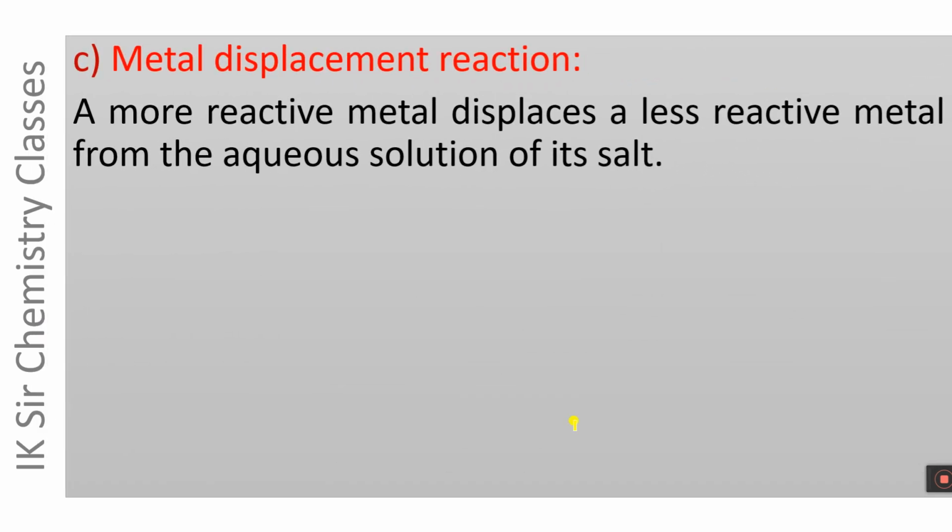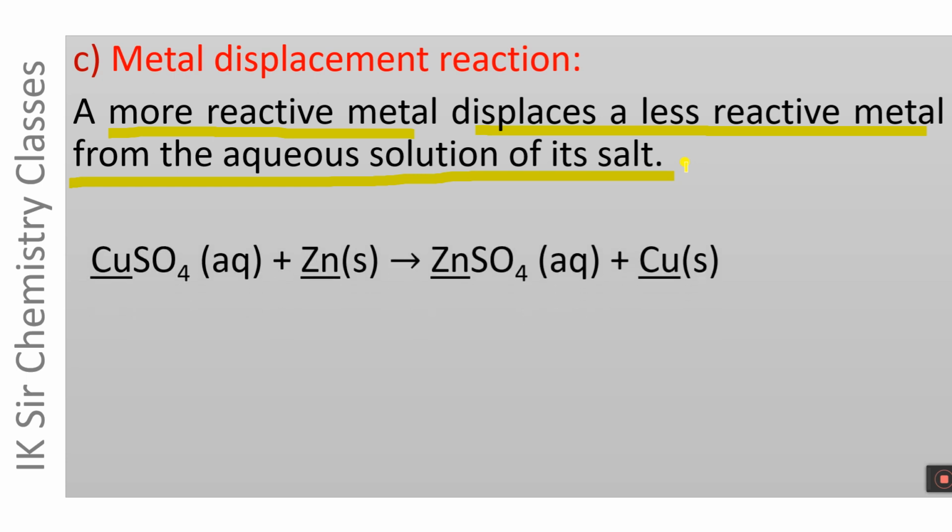Metal displacement reaction. A more reactive metal displaces a less reactive metal from the aqueous solution of its salt. Such type of reaction is called metal displacement reaction, and it is a redox reaction. Let us see an example of metal displacement reaction.